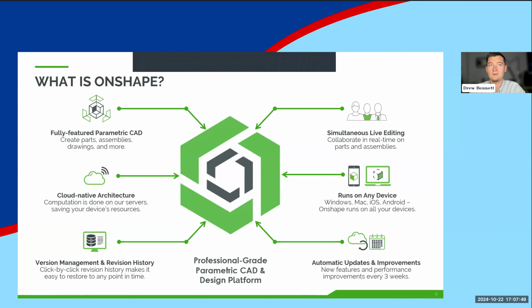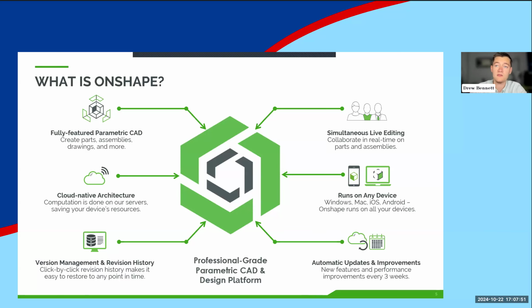Some other great things about OnShape: it does have click-by-click revision history, so it's saving every single thing you do. You can't lose any progress, and you can always go back in time to see what you were working on previously. Great for working as a group. We have simultaneous live editing. This allows you to actually work on parts and assemblies at the same exact time and see what your partners are working on, and also provide live feedback.